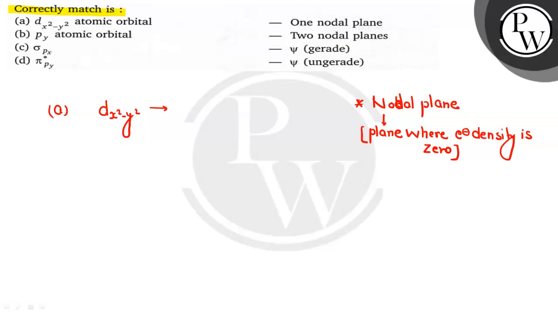Now we have to basically draw the dx square minus y square. So it is similar, we have x plane and y plane. So one lobe will be here and one lobe will be here. Let's say this is the x axis and this is the y axis. So we can see there is no nodal plane because all the electrons are there in the x and the y axis. So no nodal plane. So we can say यहाँ पे हमारा जो ऑप्शन नंबर ए है, that is wrong.